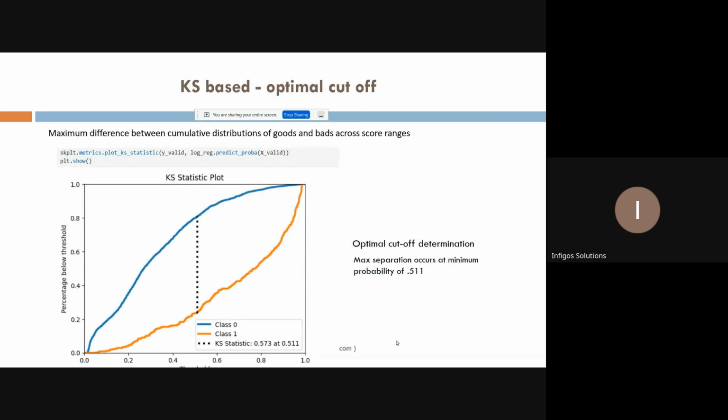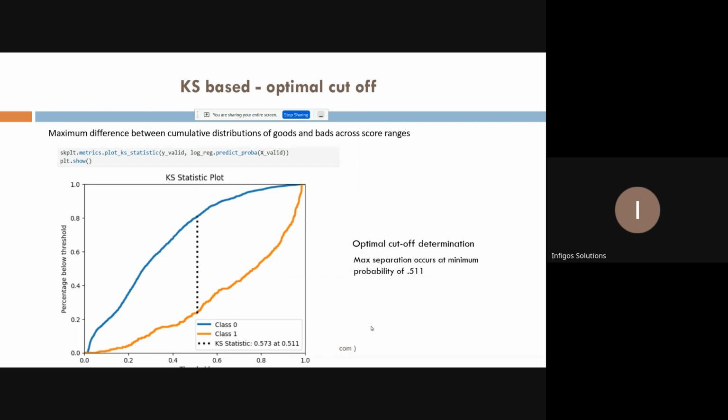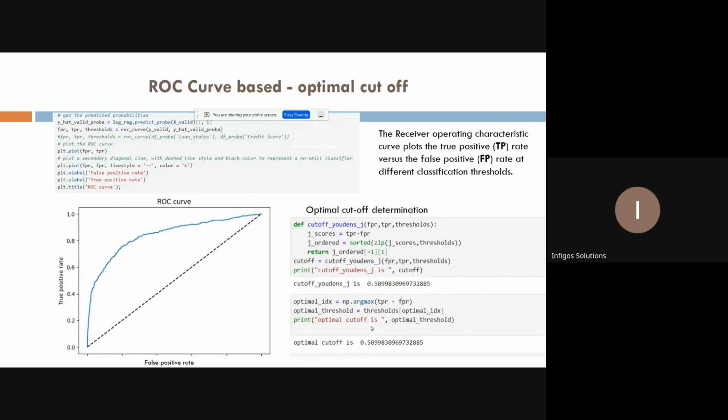Then we have the optimal cutoff based on the KS. I have used this particular function from this library to plot it. This is again 0.511. Normally, this value from the KS and this value from the ROC should be very similar. If these are very similar, it means your model is consistent.